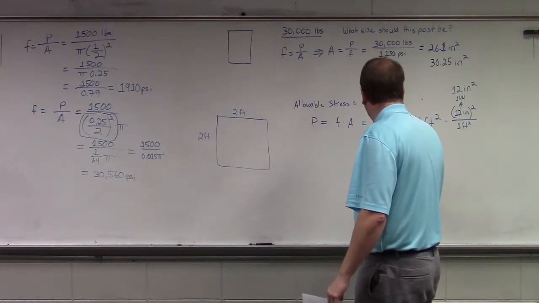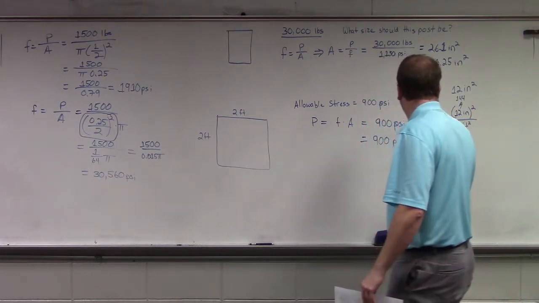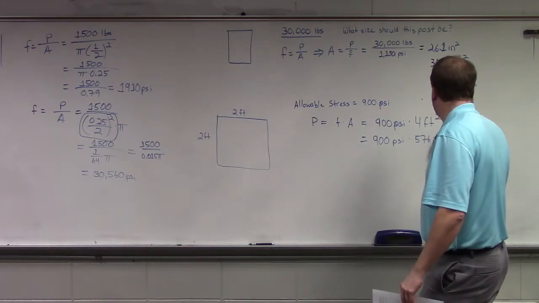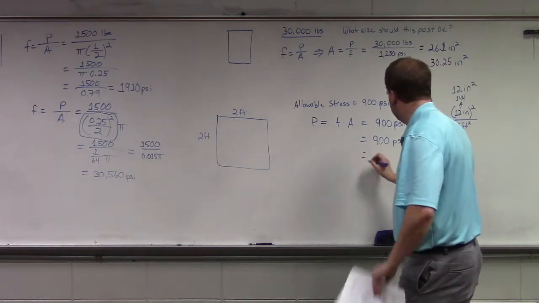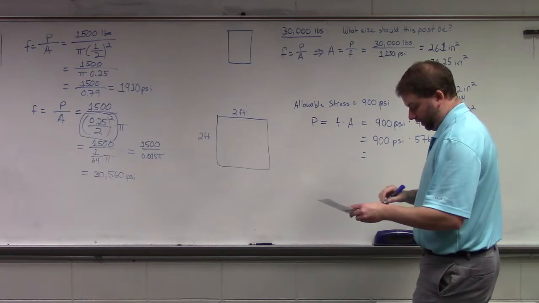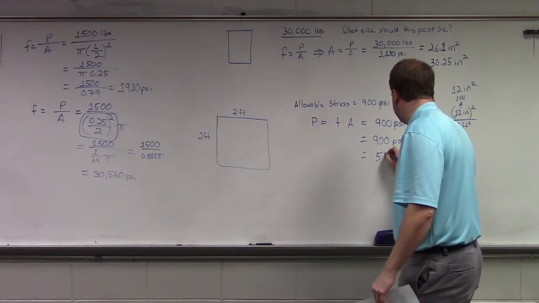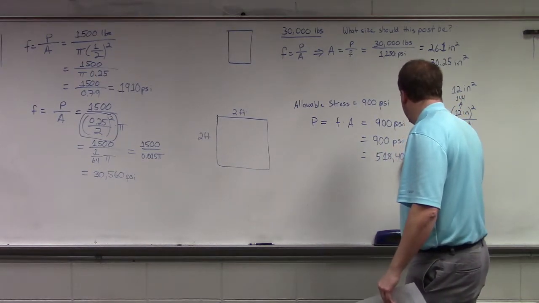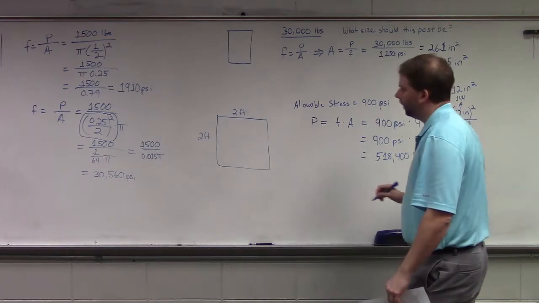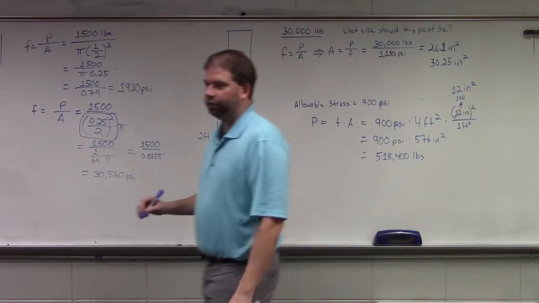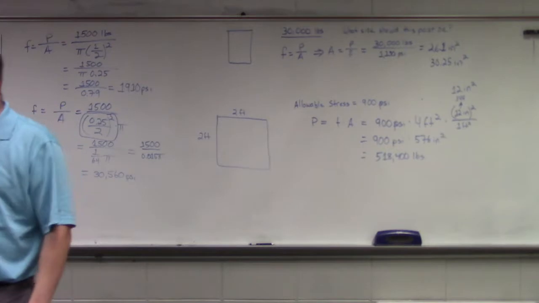So we end up with 900 psi times 576 inches squared, which gives us a load of 518,400 pounds. So fairly robust.